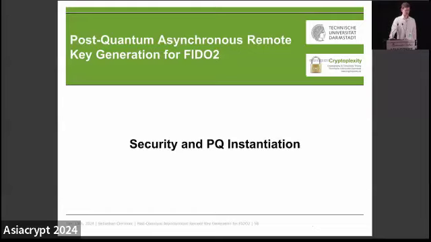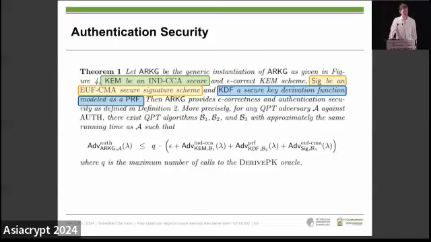I will now talk about the security and how to actually instantiate this in a post-quantum setting. For authentication security, we've been able to achieve this if we have a key encapsulation mechanism that is IND-CCA secure. We need a signature that is essentially unforgeable under chosen message attacks, and we need a key derivation function that behaves like a pseudo-random function. We lose an additional factor of Q that corresponds to the maximum number of calls to the derived public key oracle in the authentication security game.